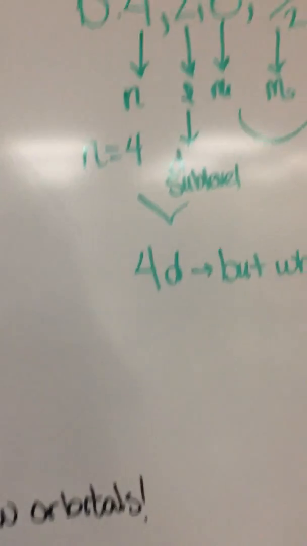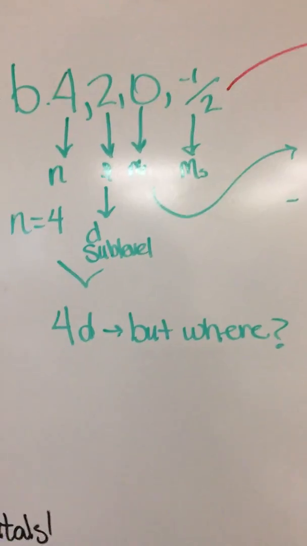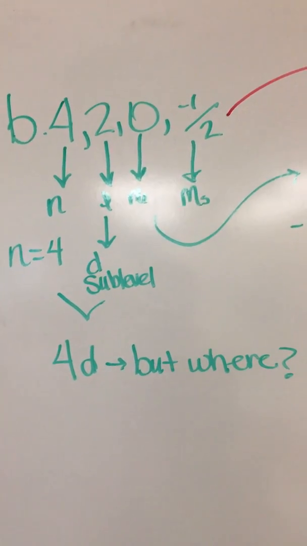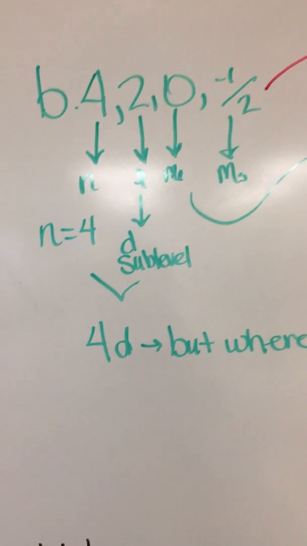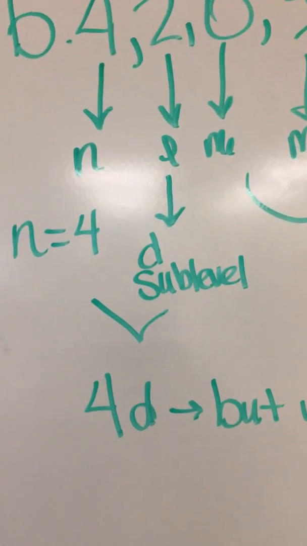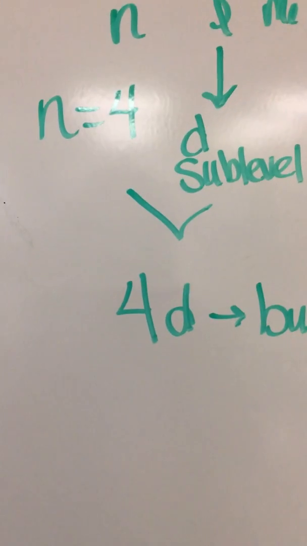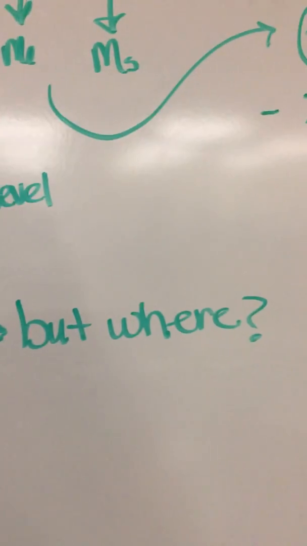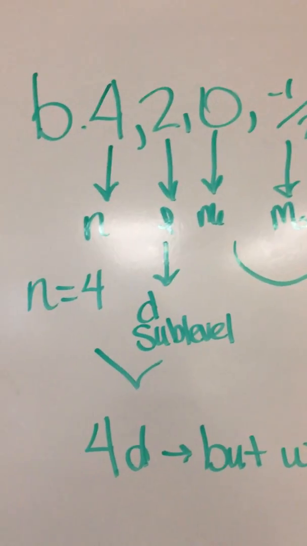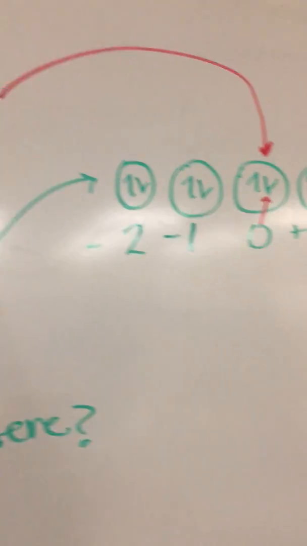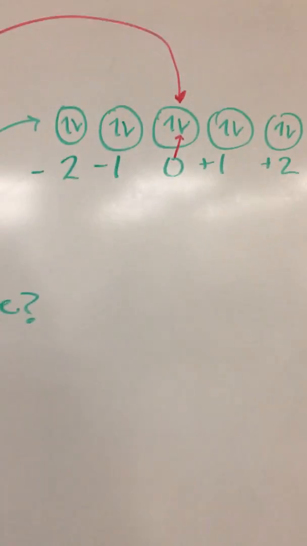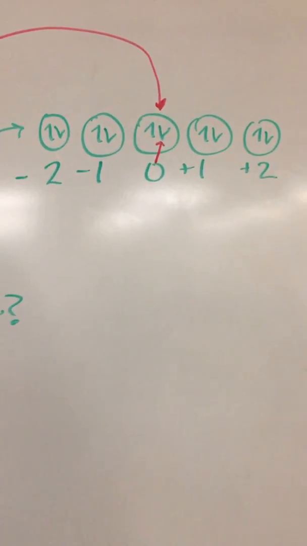Let's go to B. Let's do part of that one really quick. So we're given the quantum numbers 4, 2, 0, -1/2. Again, we know it's spinning down because it is -1/2. We have n equals 4, l is 2, so we are in the d sublevel. So we're 4d. But where? So do this again for m sub l. We know we're in the d sublevel. There are 5 different orientations for the d sublevel. It can be anywhere from -2 to +2.